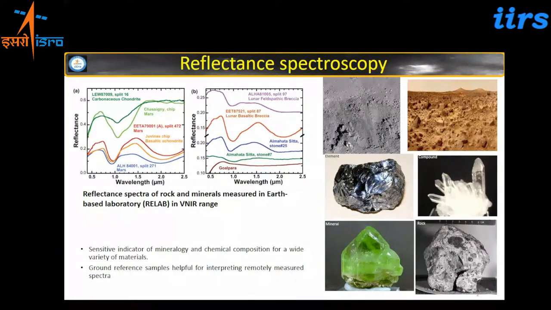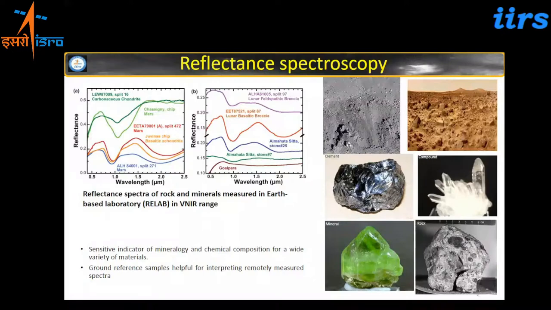So they are a sensitive indicator of mineralogy and chemical composition for a wide variety of minerals, and for different planetary bodies where we are getting spectra. So we need ground reference samples. In the case of lunar minerals, we have Apollo and Luna samples as well as meteorite samples. And for Mars also we have meteorite samples. So ground reference samples are very helpful for interpreting remotely measured spectra.